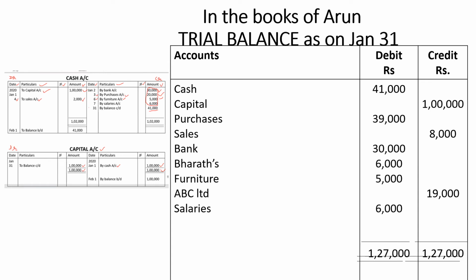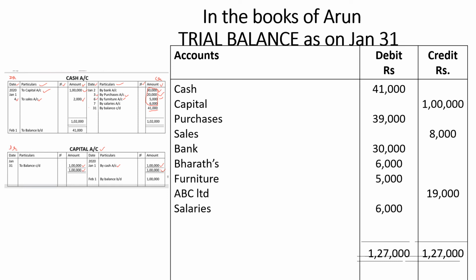Now let us prepare the trial balance. First we have to write the heading: in the books of Arun, trial balance as on January 31st. Here first three columns we have to prepare. The first column is the accounts column, the second column is the debit rupees column, and the next column is the credit rupees column. First we have to write the cash account. So the cash account is 41,000.